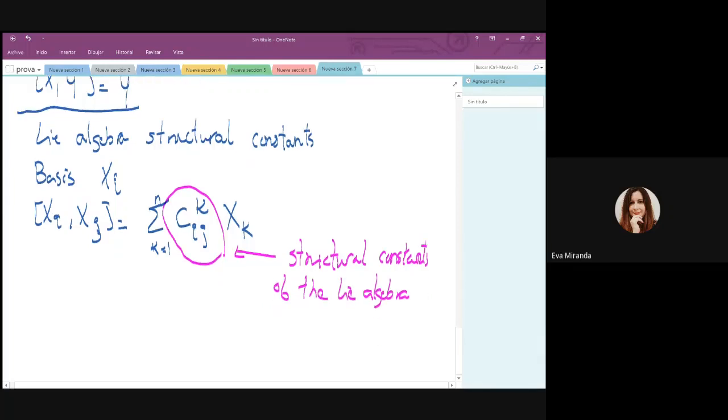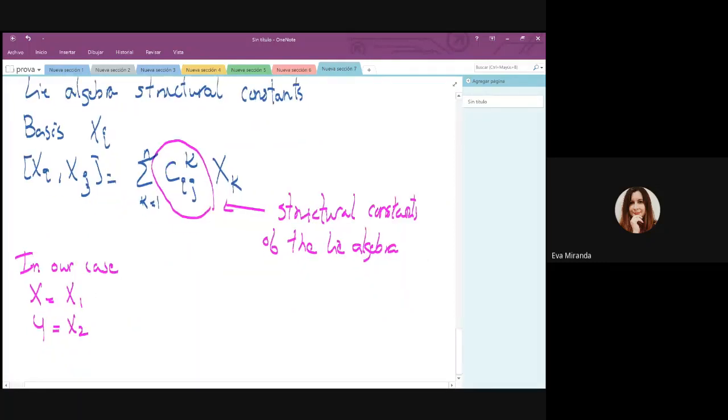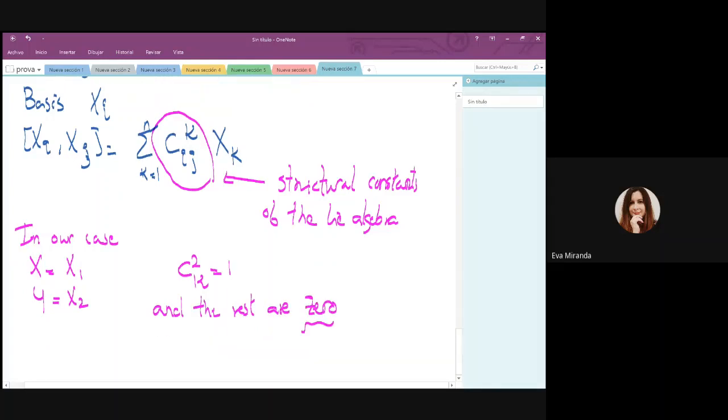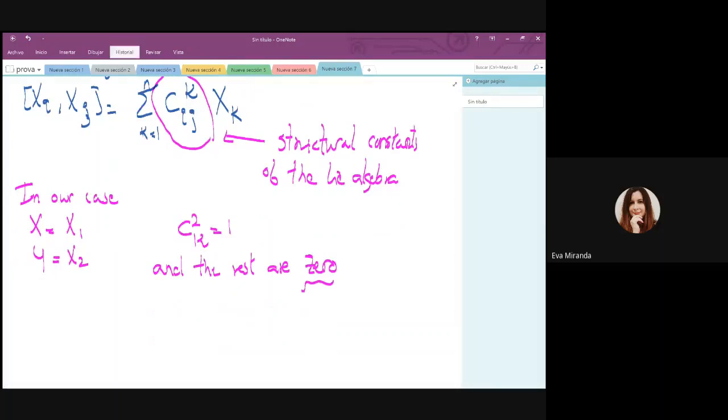Okay, so here in our case, I have that x is x1 and y above is x2. Therefore, there is only one of them. So I have c_{12}^2 equal to 1, and the rest are 0. Observe, remark that I'm going to do.